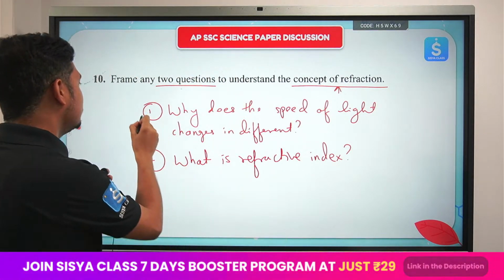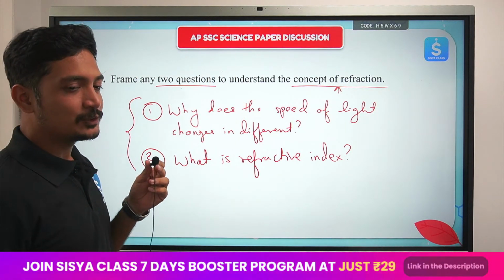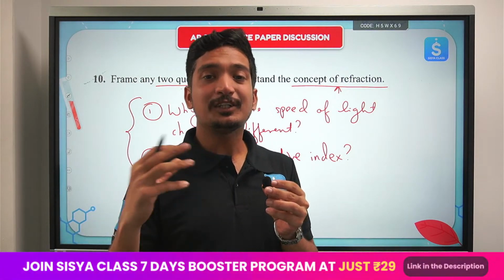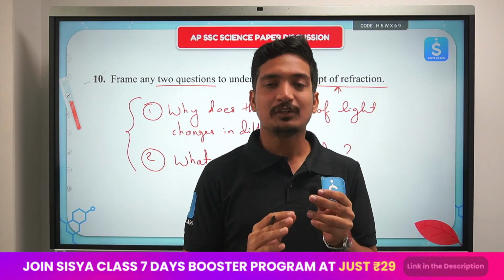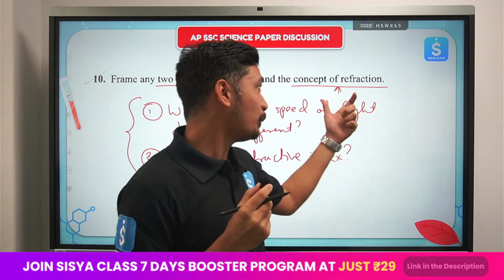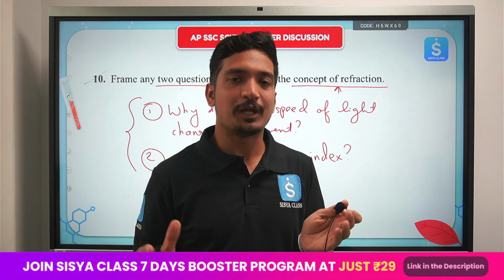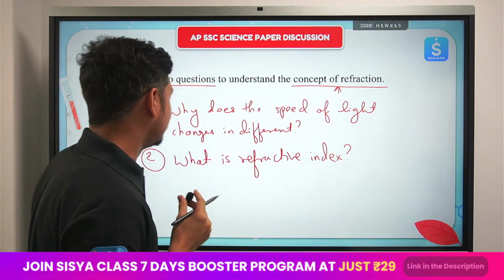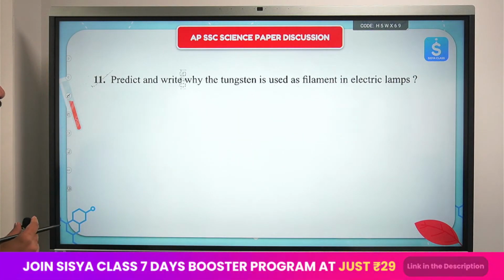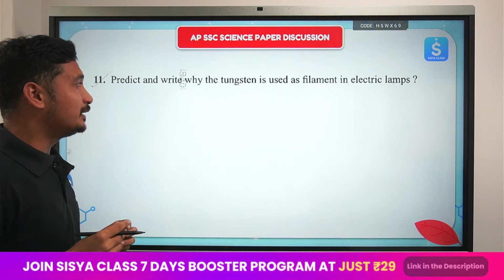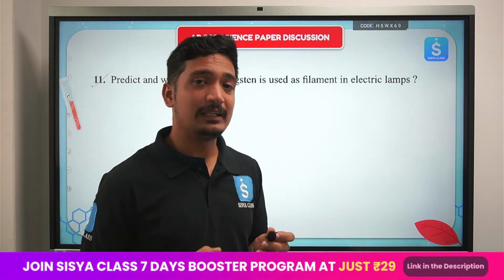If you have written these two questions, you will get scores. However, if you write any other questions related to the refraction topic, that also will give you the scores. Okay, so the questions that you can frame are many. I just gave you two examples. Okay, now the next thing is: predict and write why tungsten is used as a filament in an electric lamp.